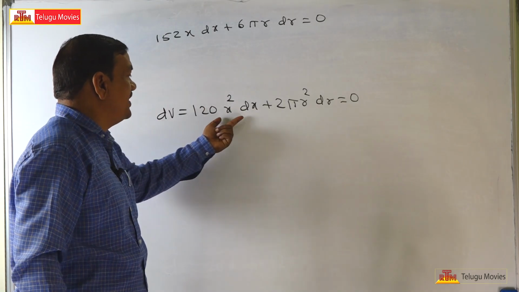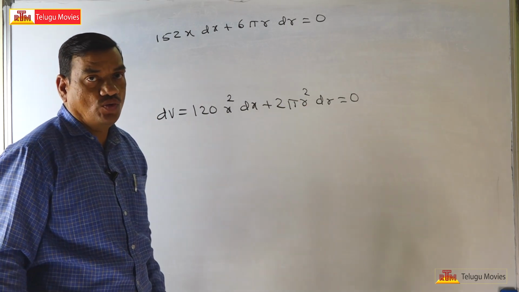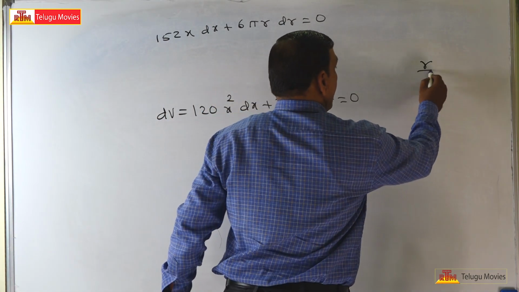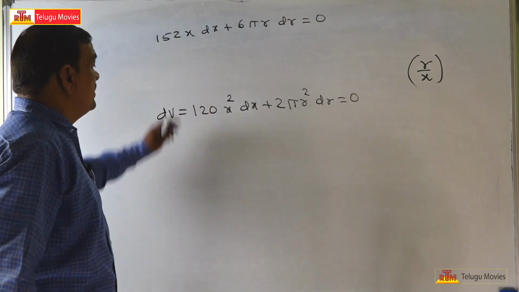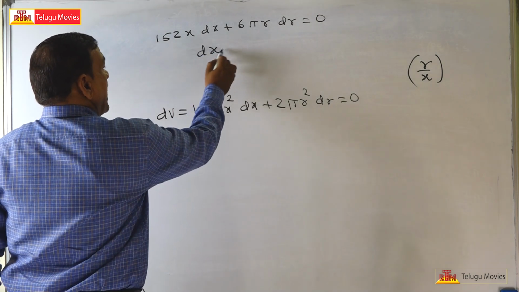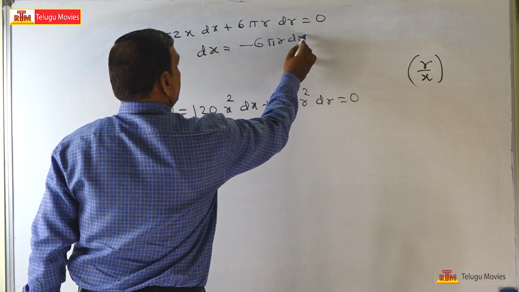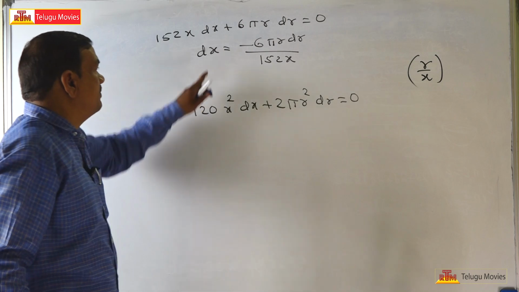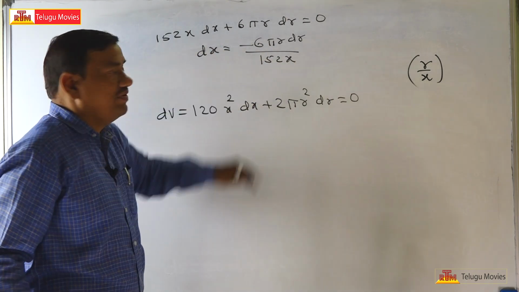We got 120x square dx plus 2 pi r square dr is equal to 0. Now, what is our aim ultimately? To find the ratio of r by x or x by r, whatever it may be. The first thing from this, can I write down the dx value as minus 6 pi r dr by 152x? From this, the dx value is minus 6 pi r dr upon 152x.